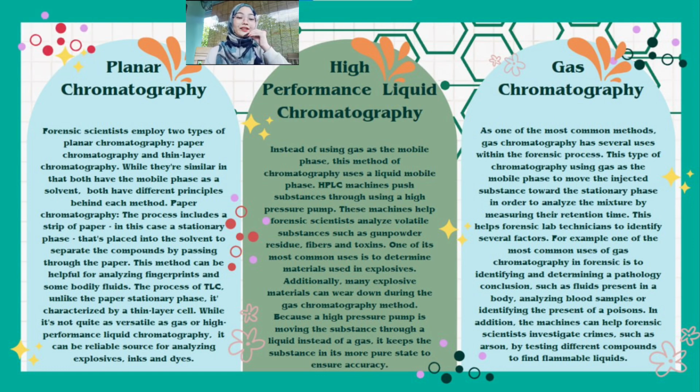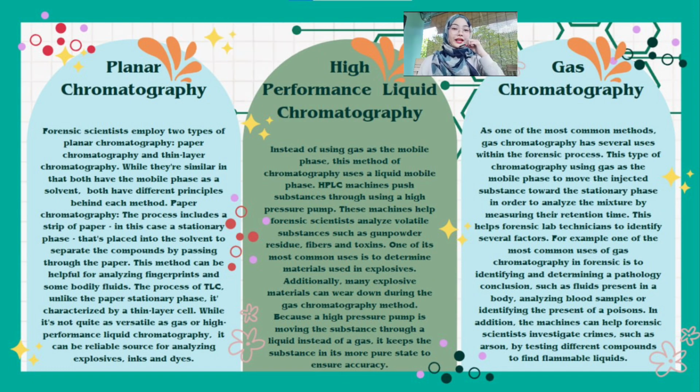High performance liquid chromatography. Instead of using gas as the mobile phase, this method of chromatography uses a liquid mobile phase. HPLC machines push substances through using a high pressure pump. This machine helps forensic scientists analyze volatile substances such as gunpowder residue, fibers, and toxins. One of its most common uses is to determine materials used in explosives. Additionally, many explosive materials can wear down during the gas chromatography method.